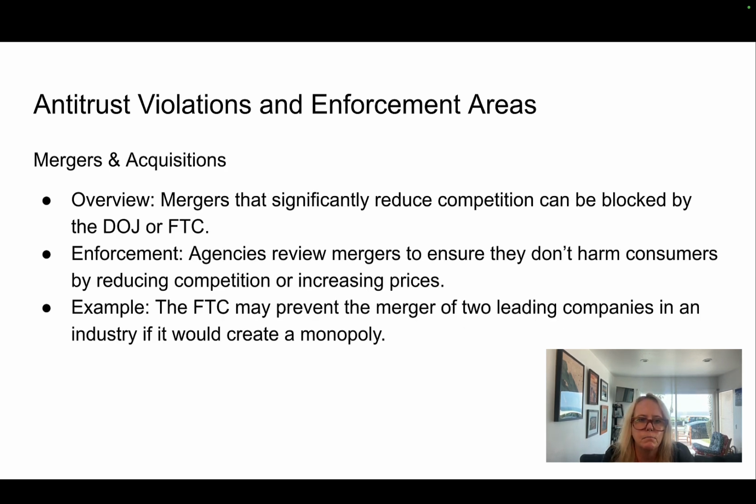Mergers and acquisitions. Mergers are two companies that come together to form one company. Several years ago, United Airlines and Continental Airlines merged to be United Continental. So mergers that significantly reduce competition can be blocked by the DOJ or the FTC. Sprint and T-Mobile, I think, wanted to merge, and the FTC said no, that's not possible. I'm pretty sure that one didn't happen because of that, but I could be wrong. They might have just required a divestiture.